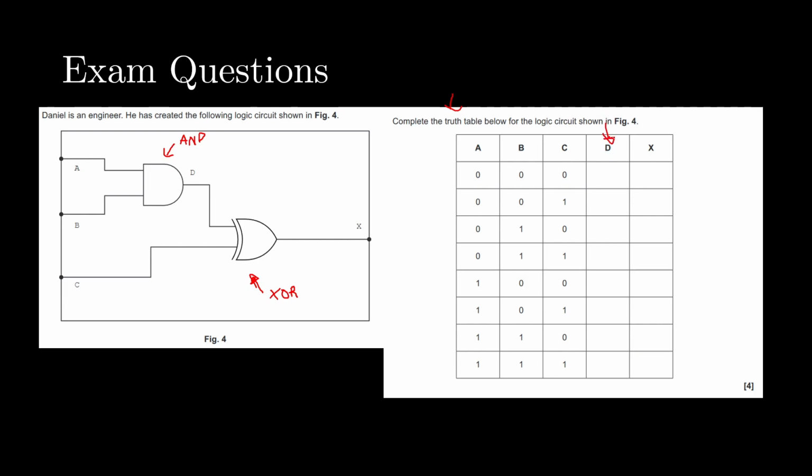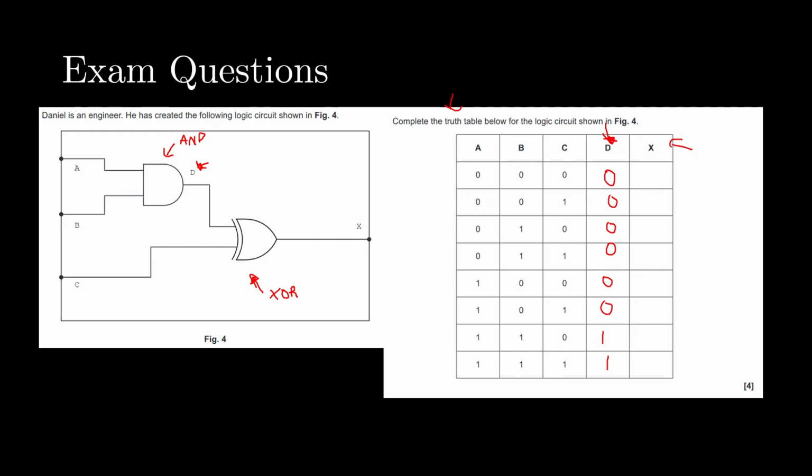this column first. So D is the output for AND. We just need to focus on A and B because those are the inputs that are going into the AND gate. If we think about the rule for AND, both of the inputs need to be true for an output of true. In this case, that's not the case, so this is going to be a 0, this will be a 0, 0, 0, 0, 0, and then 1, 1.